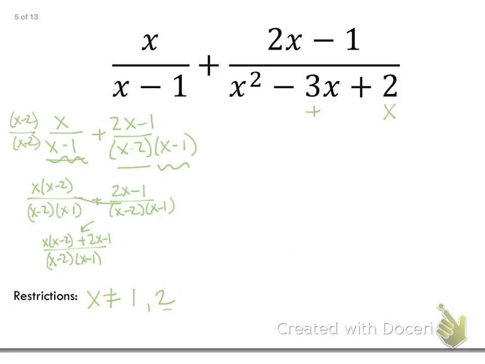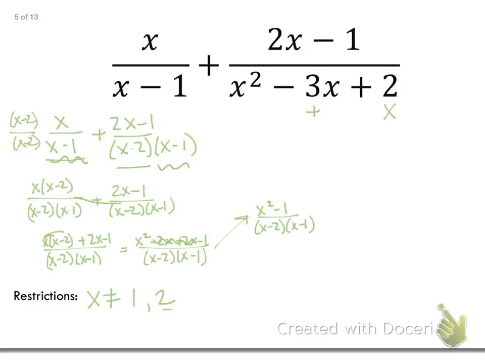So my first step when simplifying this top, we're going to go ahead and distribute. So x times x gets me x squared, minus 2x, and then I'm going to add 2x minus 1, over x minus 2, x minus 1. We keep simplifying the top until we can see if things will cancel. So I can simplify these middle terms, which will cancel. So then I have x squared minus 1 over x minus 2, x minus 1.